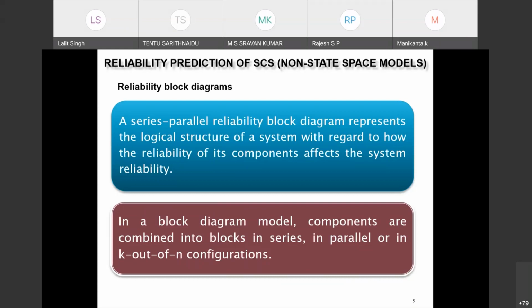So the main concept is, if you are able to assign the reliability of the basic components, and you know the architecture of your system, that is, the arrangement of those components, whether they are arranged in series or parallel or in combination, then you will be able to solve the reliability of the overall system.